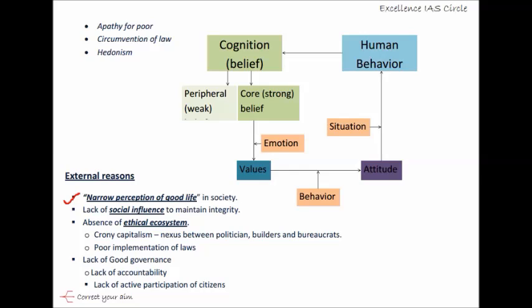Then you'll come down to external reasons. Then again, you'll talk about narrow perception of good life in society. People like to amass wealth because that might be their perception of good life. Happiness might come from a luxurious life, not by safeguarding the virtues and values within us.